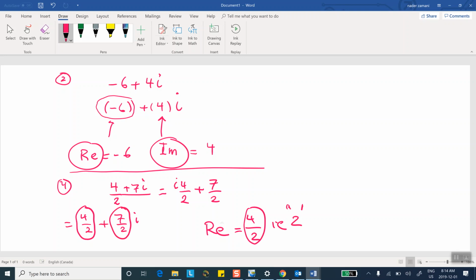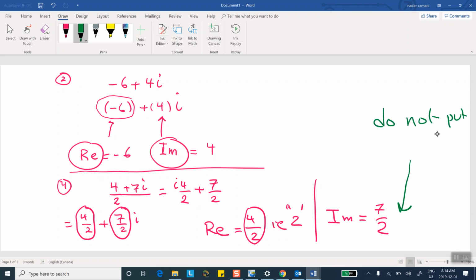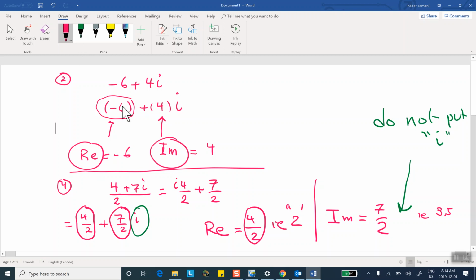And the imaginary part is this piece. Imaginary part equal to 7 over 2. Do not include I here. Look, do not put I when you write this imaginary part. Okay, you leave out this I and write the coefficient only. Which, by the way, incidentally means if you want, you can write it as 3.5. It really doesn't matter. Okay.